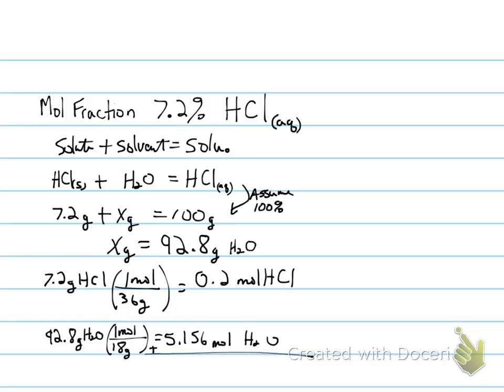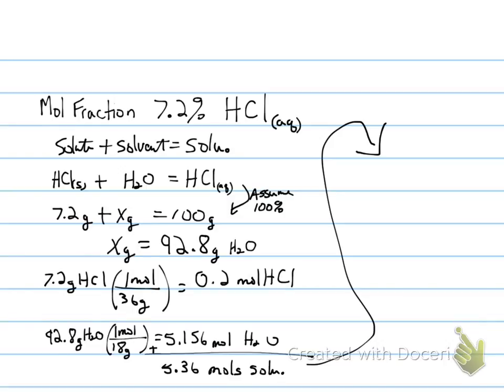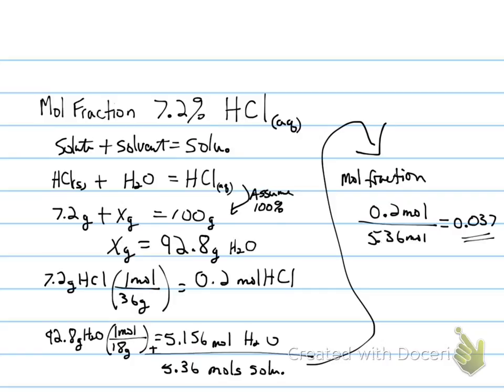If I add both these together, my total moles is going to be 5.36 moles of the solution. I added my moles of HCl plus my moles from water to get the moles of the solution. And then, if I come up here, my mole fraction is going to be the fraction of my solute, 0.2 moles, divided by the total moles, 5.36 moles, and that's going to equal 0.037. And that number is unitless.